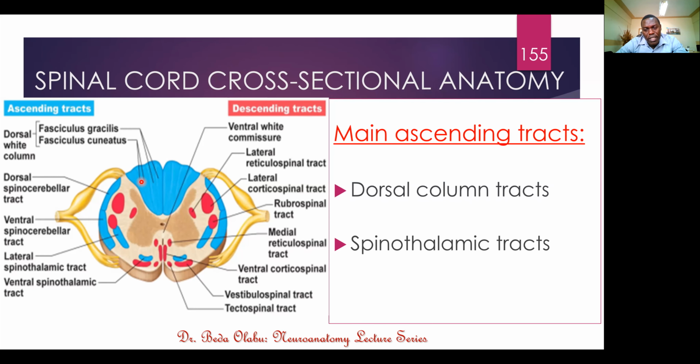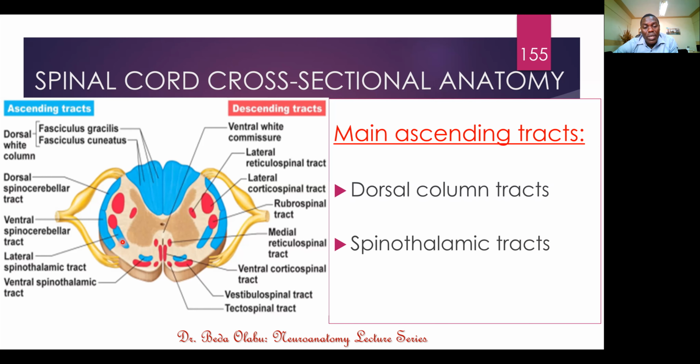The second ascending tract that I want to teach you is the spinothalamic tract. The spinothalamic tract is found in the anterior and lateral aspects of the spinal cord white matter. So some people call it the anterolateral tract. The spinothalamic tract, as the name suggests, comes from the spinal cord to the thalamus. Spinal cord to thalamus, spinothalamic.